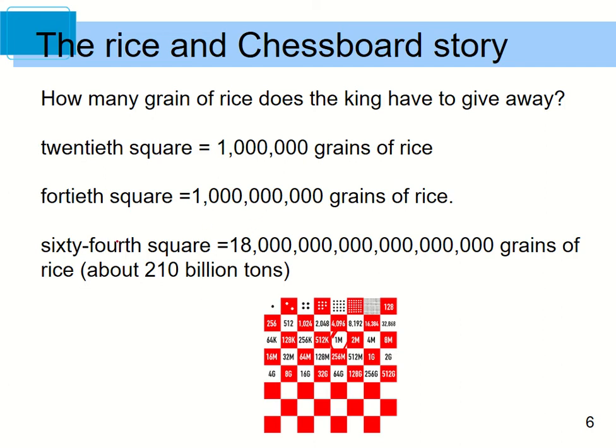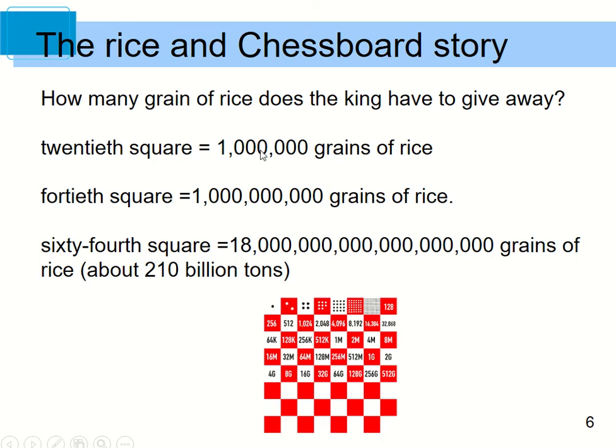Now, to reach the 64th square is actually, I don't know how to pronounce this one, about 210 billion tons. Okay, so this grain actually is more than whatever the country had during that time. Okay, so in this case, the king was not able to pay the sage for the grains.